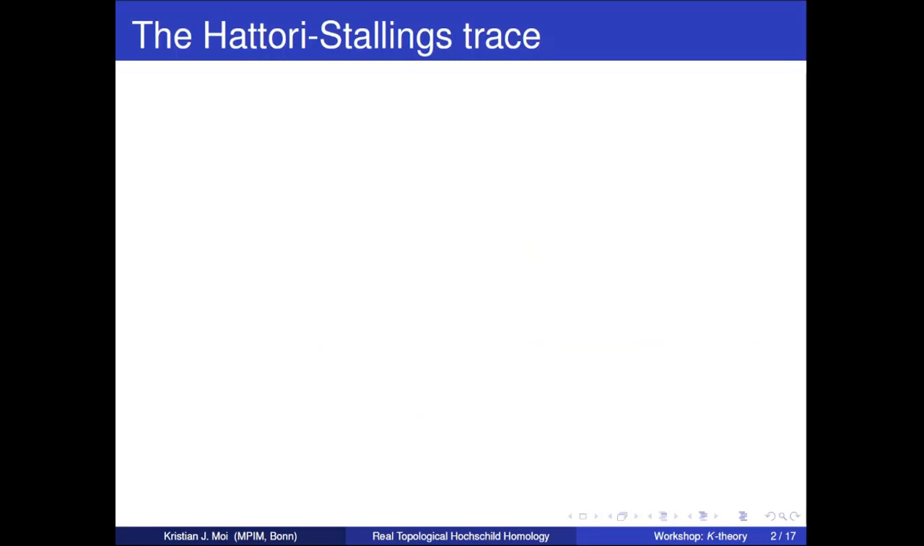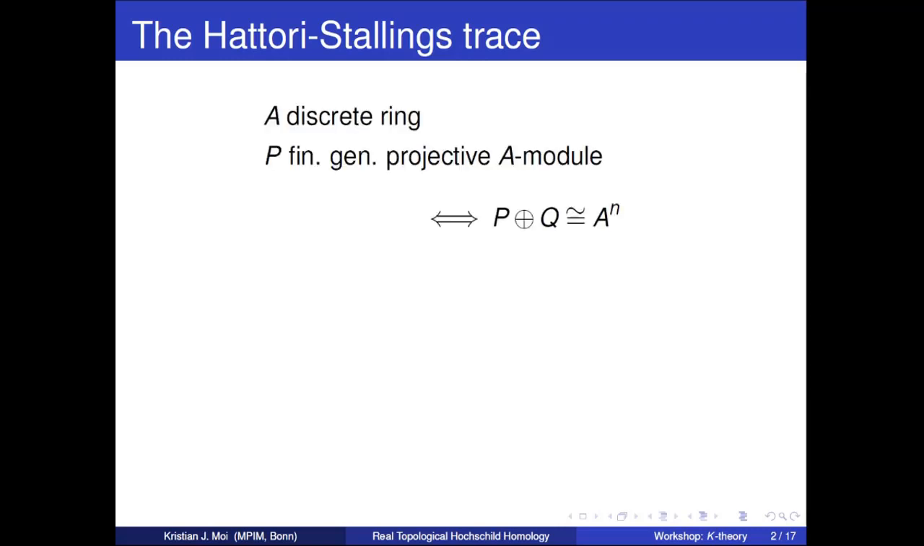Okay, so let me start with something classical before we get to the real stuff. We're going to start with the Hattori-Stallings trace. The starting point here is we have a discrete ring, and you take a finitely generated projective module over that ring. Being finitely generated projective is equivalent to being a direct summand in a finitely generated free module.